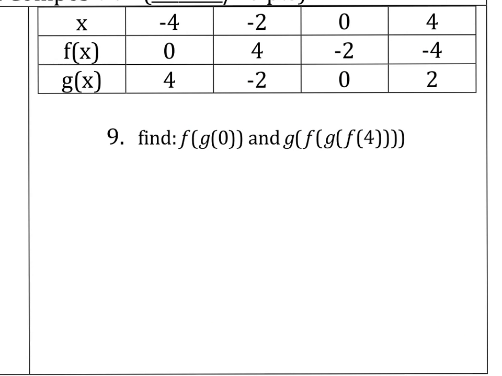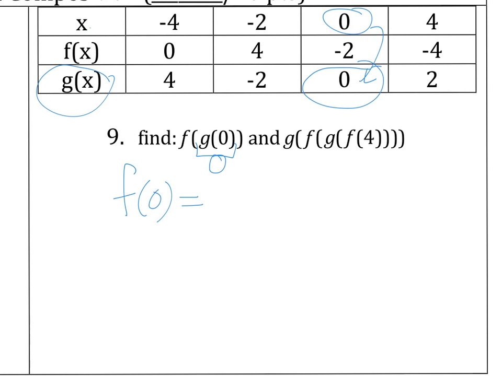Looking at some function composition stuff, first I've got f of g of 0. So for this, I'm really going to find g of 0 first. In other words, what's the value of g of x when x is equal to 0? And if I look down at my table, g of x is 0 when x is equal to 0. So g of 0 is going to be 0. In other words, this is really finding f of 0. Okay, I'm going to do the same thing. So the value of f of x when x is 0 is going to be negative 2.